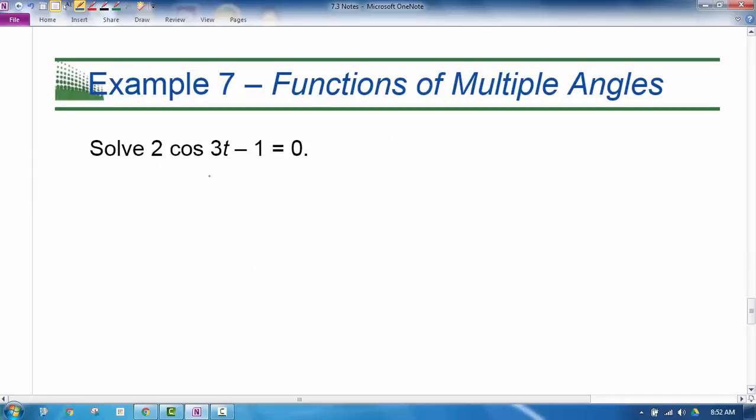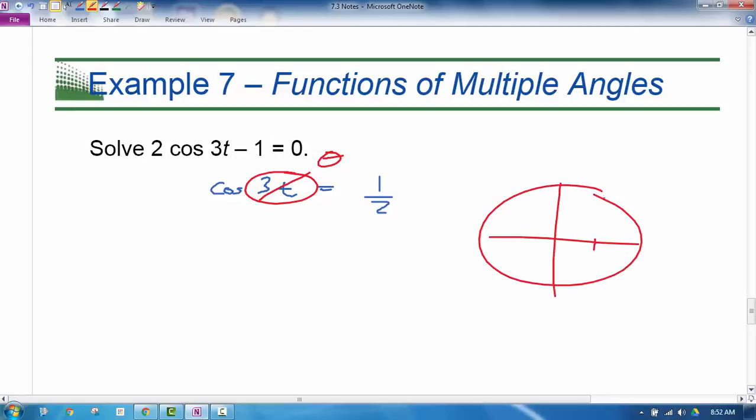All right, let's try a multiple angle example then. Let's solve this. We're going to add 1 to both sides, so we get 2 cosine of 3t equals 1. Divide both sides by 2. So we're looking for where the cosine of 3t equals 1/2. Well, let's just find solutions to this part first. So let's call this theta for now. Where is the cosine of theta equal to 1/2?